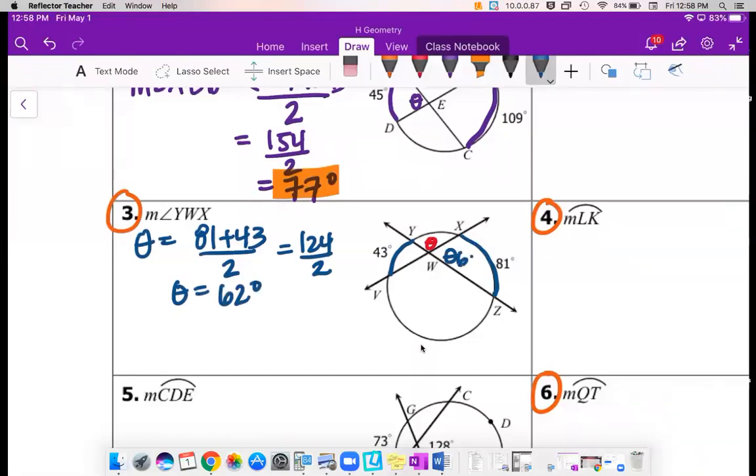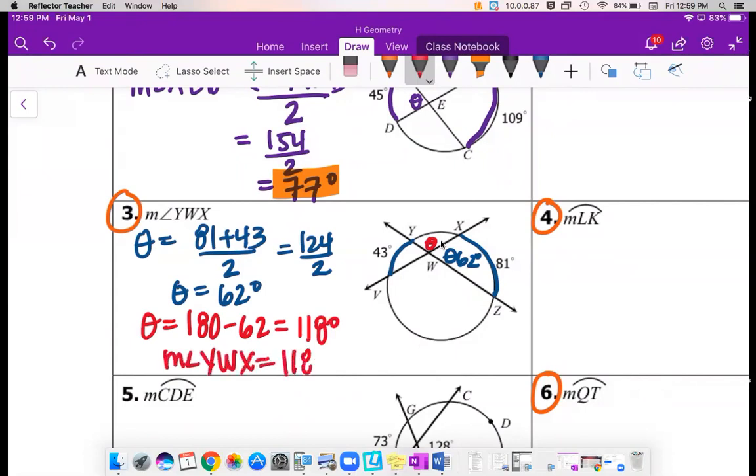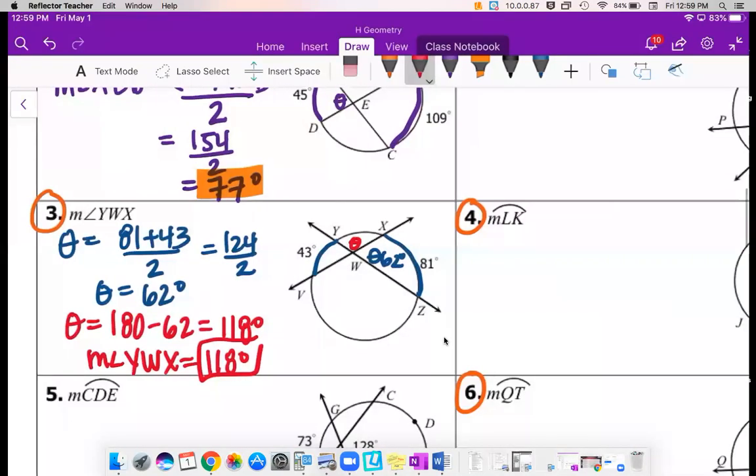So this is 62. And then notice that this is on a straight line. So that means this red angle would be whatever makes it add up to 180 degrees. So to find the red angle, I'm going to do 180 minus 62, and I will get 118 degrees. So the measure of angle YWX is equal to 118 degrees. Sometimes you'll have to remember supplementary angles, but remember the intercepted arcs give you the angle that is in between each of those intercepted arcs.